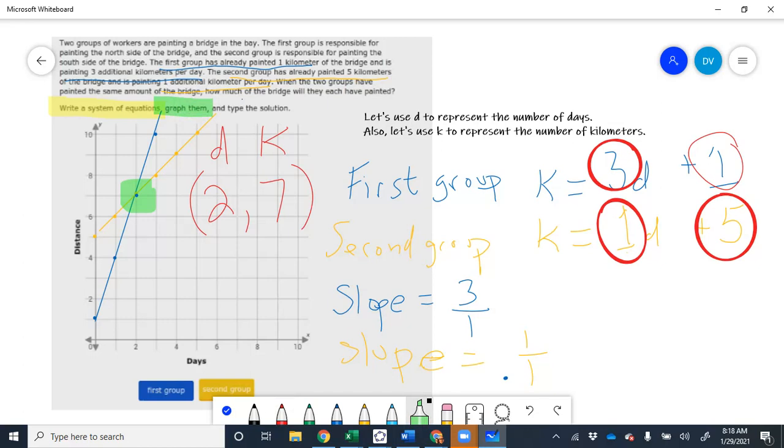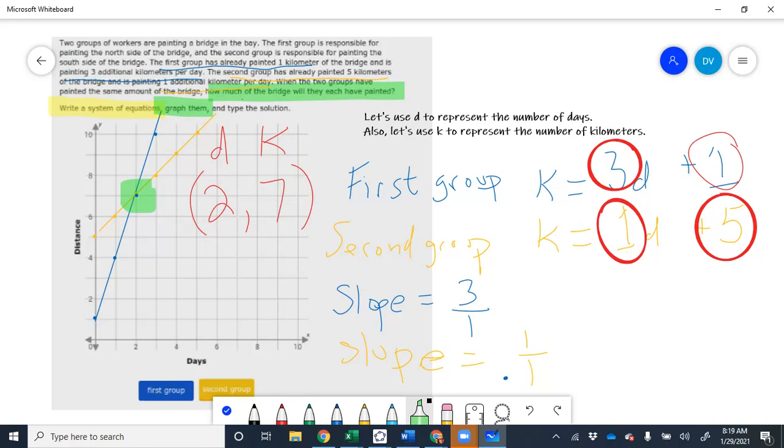We could answer the question. I didn't copy that little box, but if you read the question again, it says, how much of the bridge will they have painted? In other words, how many kilometers will they have painted? Let me just say it, and I think once I say it, you'll understand the answer. The question is, did they paint 2 or 7 kilometers? If you look at that red ordered pair, the 7 is how many kilometers they have painted. So in the box, you'll put 7 or 7 kilometers.